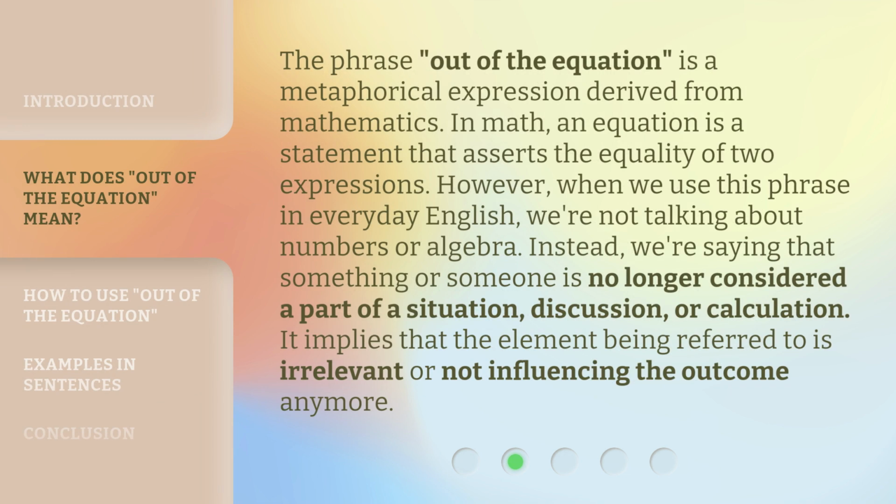The phrase, out of the equation, is a metaphorical expression derived from mathematics. In math, an equation is a statement that asserts the equality of two expressions. However, when we use this phrase in everyday English, we're not talking about numbers or algebra. Instead, we're saying that something or someone is no longer considered a part of a situation, discussion, or calculation. It implies that the element being referred to is irrelevant or not influencing the outcome anymore.